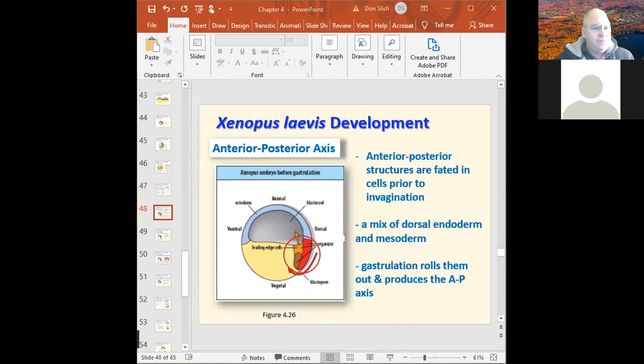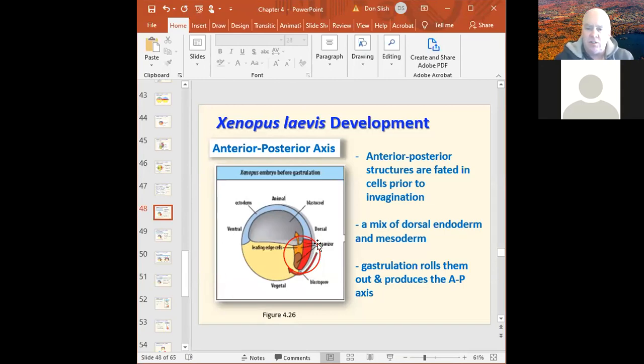Okay, I just want to make sure I'm on the right slide here for what I'm talking about. 48. Okay, so 47, 48. I don't have it listed in my notes, but anyway, here's your Spemann organizer, and like I say, the whole AP axis is here. This is the dorsal side, this is the ventral side.